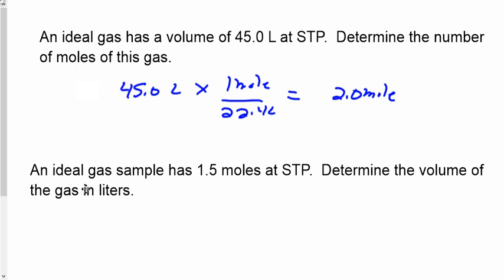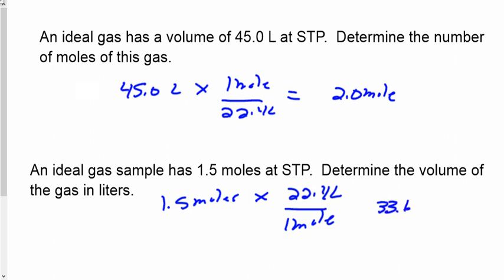Now what about this: an ideal gas sample has 1.5 moles at STP, determine the volume. Then all I have to do is say 1.5 moles times 22.4 liters over 1 mole. Again, it really doesn't matter what kind of gas you've got. That's going to equal 33.6 liters. So it's really easy to do this, very easy if you're at STP.